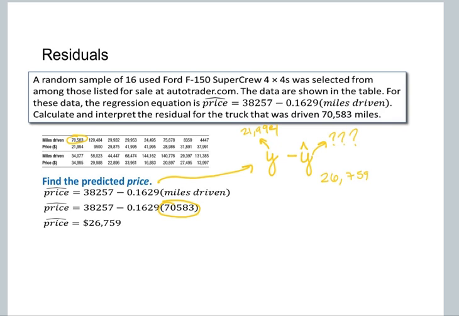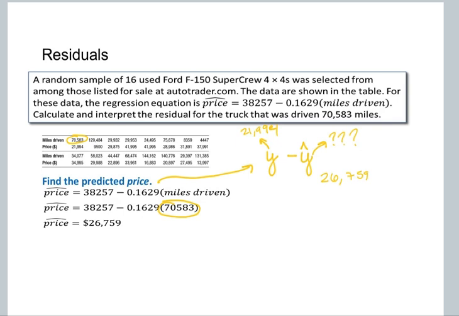The y value came from the actual data. So I looked in the data. When my miles driven was 7,583, my price was 21,994. My predicted value I had to put in the actual equation to figure out what it should be based upon my model. Are we okay on that?